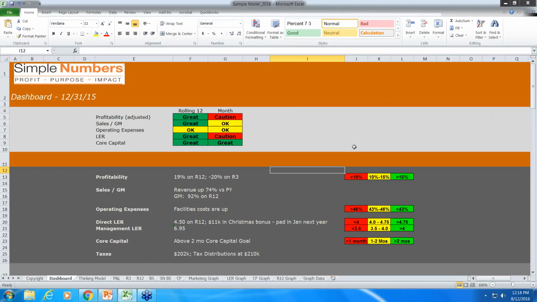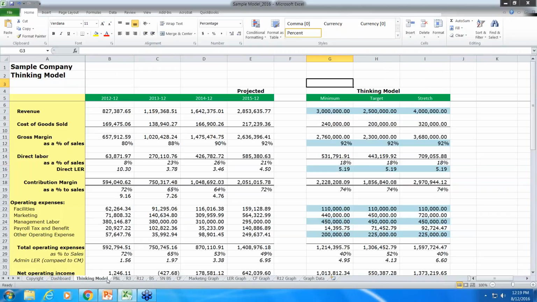It doesn't matter if you're in lawn care, manufacturing, or a service-based business, your metrics, or your KPIs, may be slightly different in all, but we know that we can set these parameters because we find the true KPIs that drive the business through the model. The next tab is the thinking model.